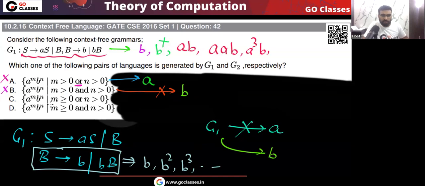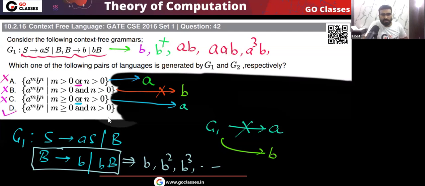What about option C? Option C is saying m greater than equal to 0, n is greater than 0. In option C, you have or. There is or, meaning either m is greater than equal to 0 or n is greater than 0. So what you can notice is that from option C you can generate A. So that is the reason this option is also gone. Your answer will be option D.